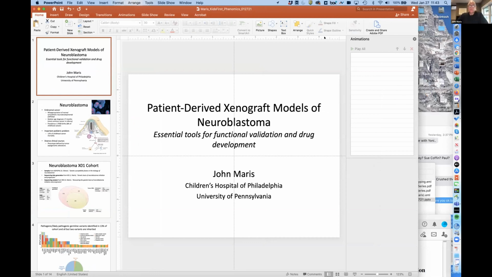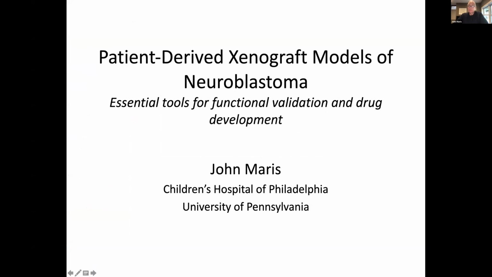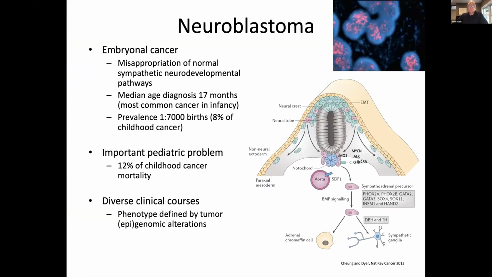Thank you very much for the invitation to be here today. A very interesting talk so far. So yes, this will be a little bit different. I'm a physician scientist at the Children's Hospital of Philadelphia who is focused on childhood cancers, but mainly this disease, neuroblastoma, and that's what our Gabriella Miller project is.